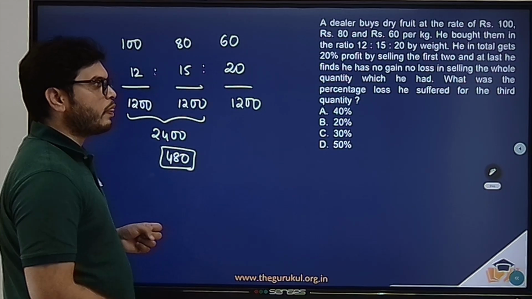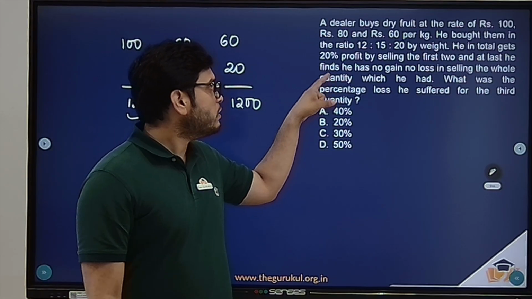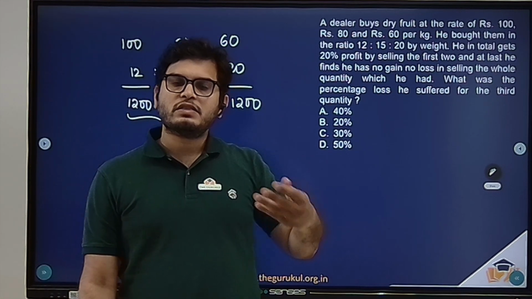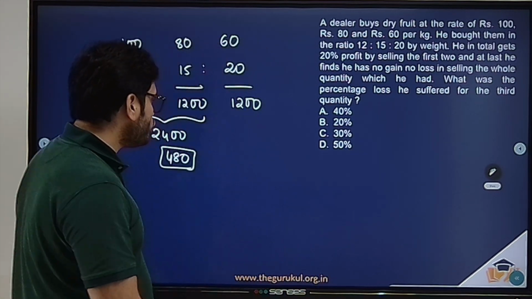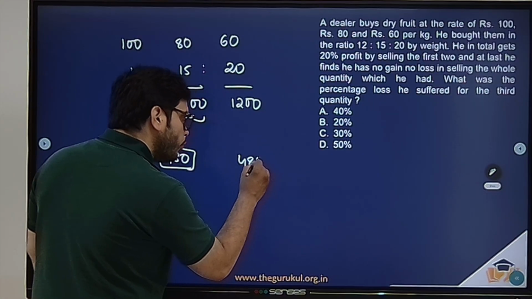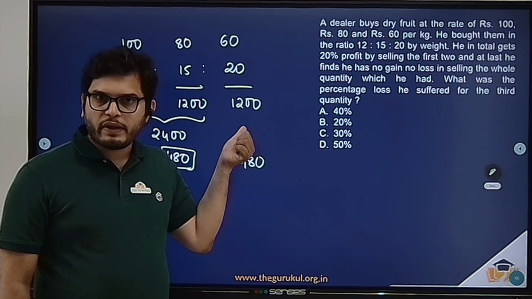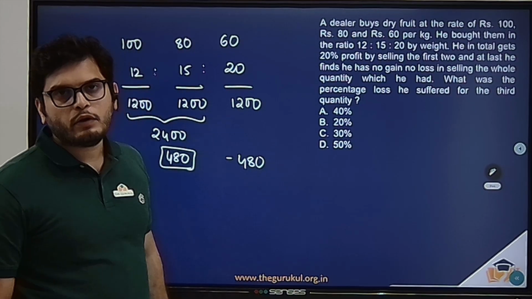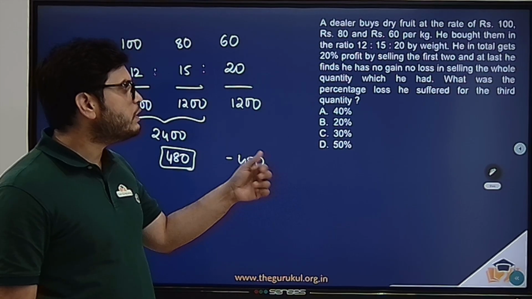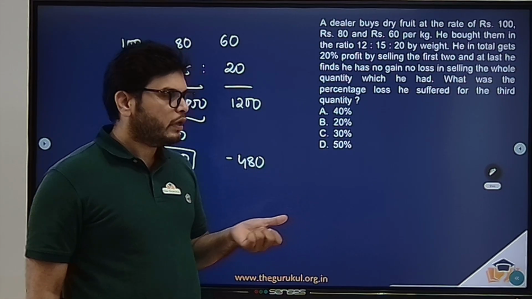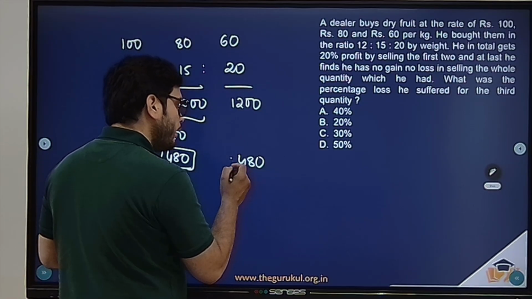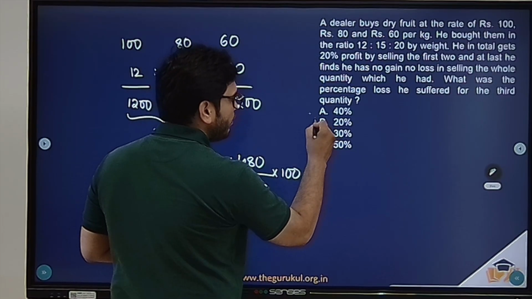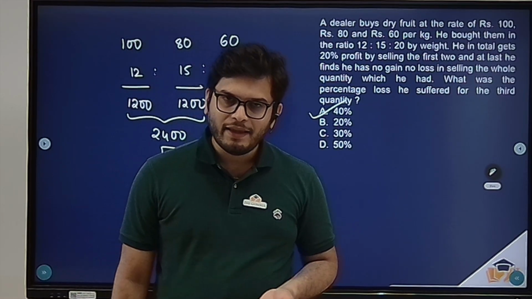480. Right. And at last he finds he has no gain, no loss. Right. Now after selling the third variety, he finds that he had no gain, no loss. So there should be a loss of 480 rupees, right, while selling this variety. Okay. So he sold this for 480 rupees less than 1200. Now what was asked? What was the percentage loss he suffered for the third quantity? Now he sold them at a loss of 480 by 1200 into 100, which is nothing but 40%. Hence option A should be the answer.